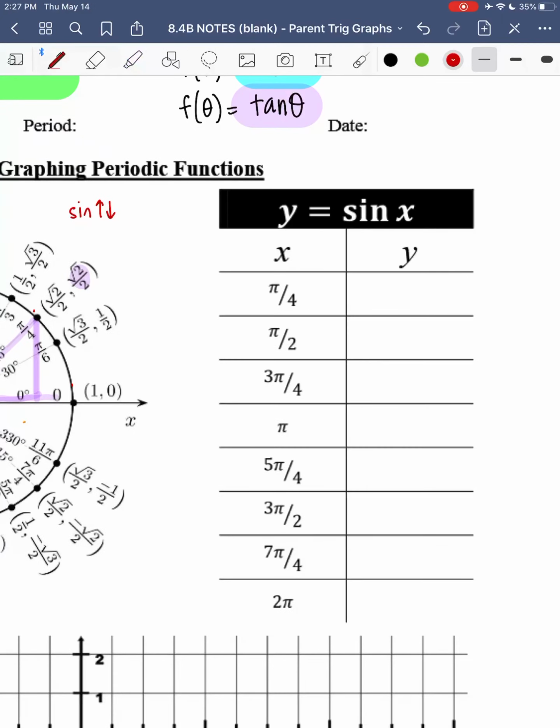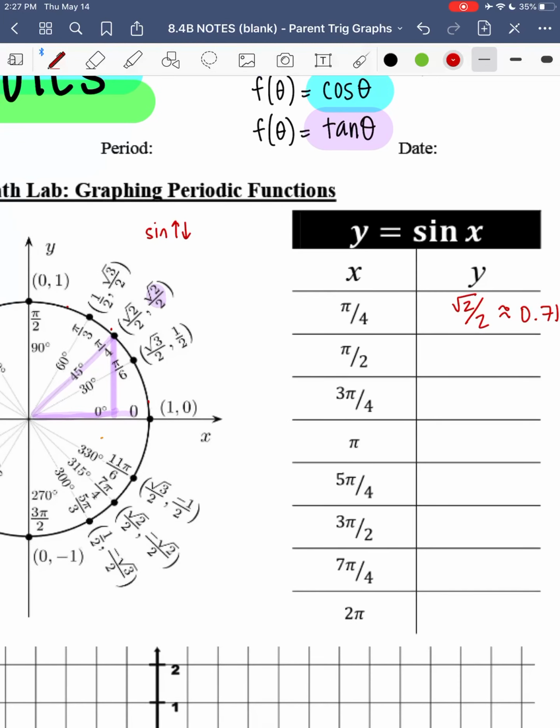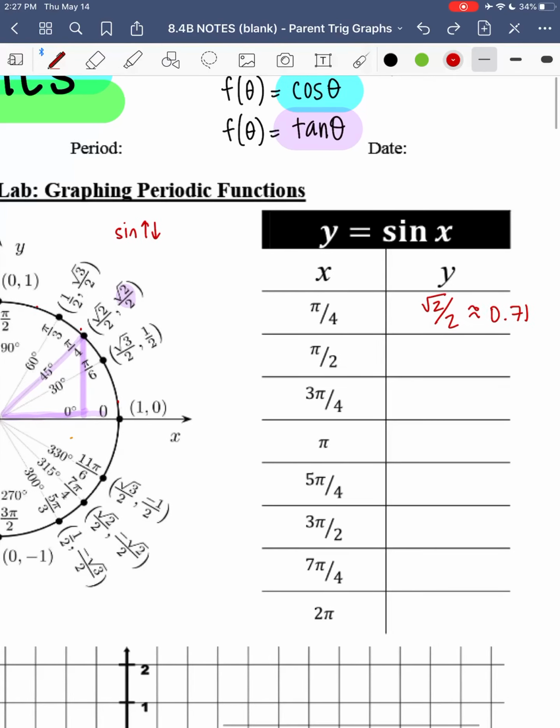But that's going to be square root 2 over 2, which is about 0.71, if we wanted to approximate it with a decimal. It's about 0.71. That makes sense, because if we're thinking how far above are we, the highest we're ever going to be above x is right at this point, where we're exactly 1 above, the radius is 1. So everything in here, all of these y values should be less than 1, right? That's the most we'll ever get.